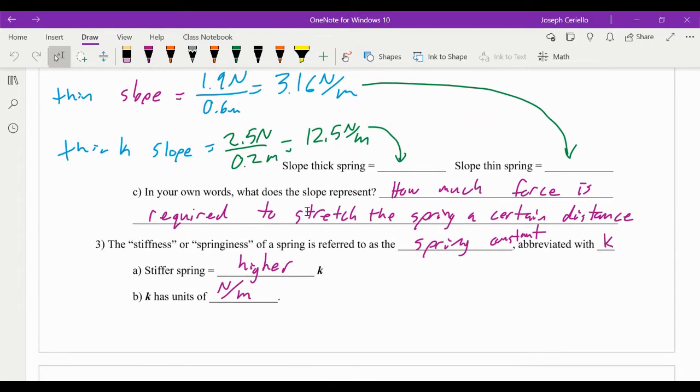So the stiffness or springiness of a spring is referred to as the spring constant of the spring, which we abbreviate with a lowercase letter k. The stiffer the spring, the higher the spring constant. The less stiff the spring, the lower the spring constant. And it has units of newtons per meter.